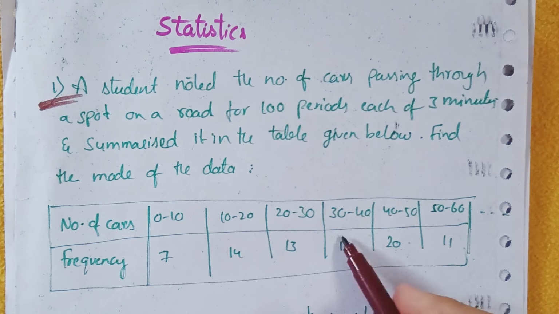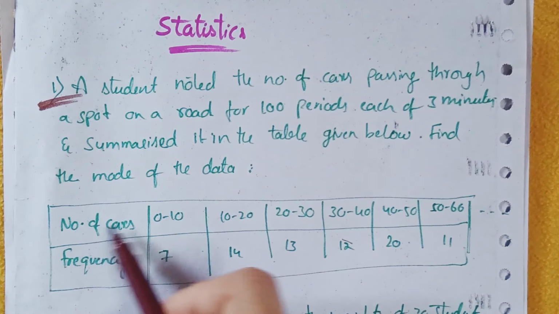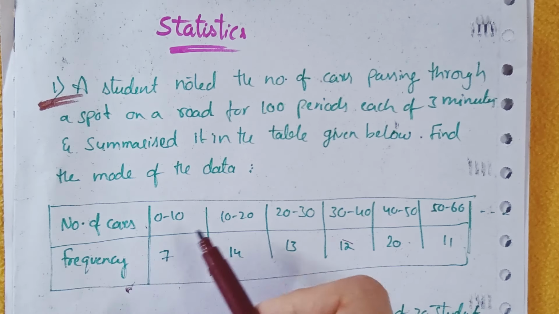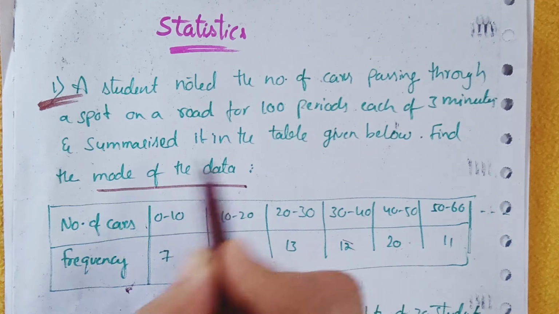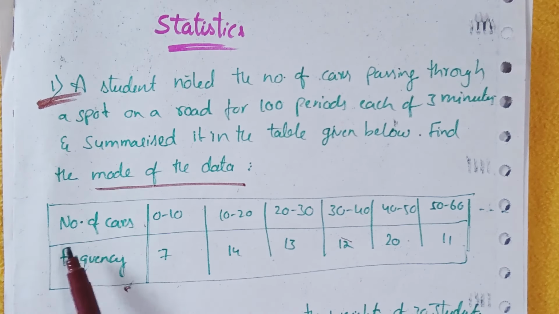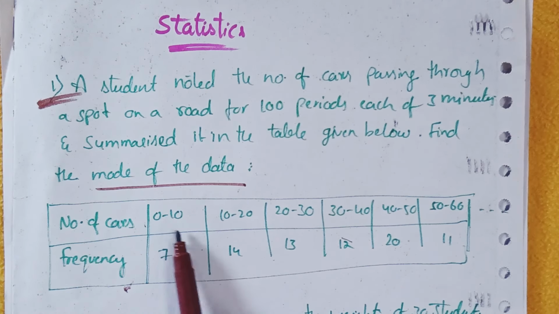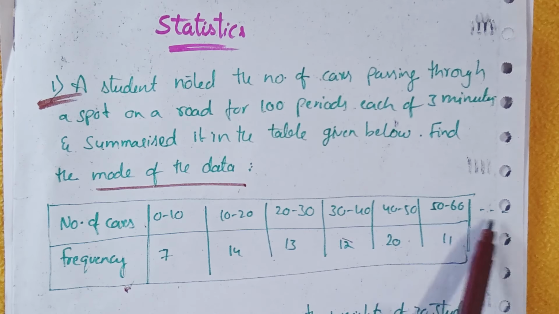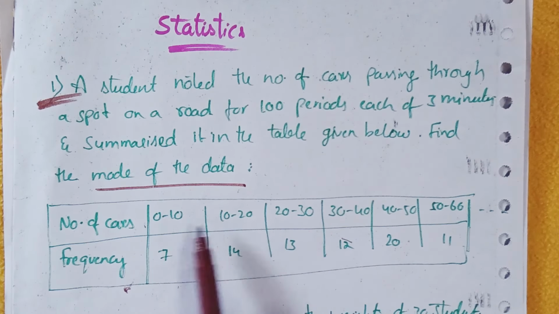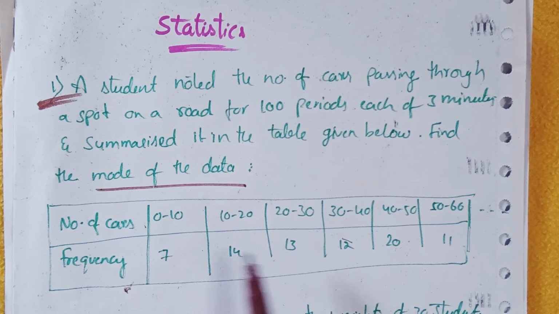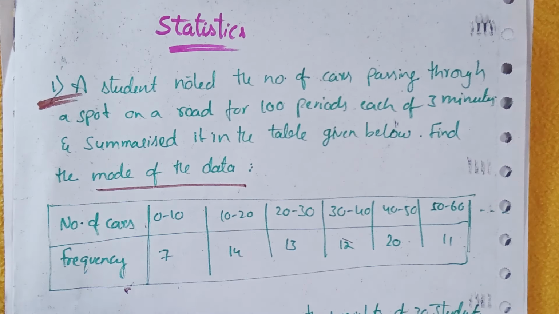So here one data is given for you, which is of number of cars and frequency. Now by observing the data, you have to find out the mode of the data. Okay, so the number of cars will be 0 to 10, 10 to 20, like that, and so on. So for each number of cars, there is a separate, different frequency. Just go through this, guys.